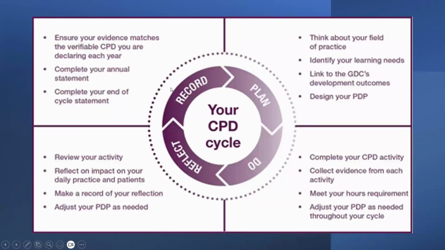Okay, so we're back to the little diagram. So now we're on do. So complete your CPD activity, do whichever courses, online, etc., that you need to do. Collect evidence for each activity. Basically, we're talking about certificates. You need to have something to show that you have completed this activity. Meet your hours requirement. That is 50 over the 5-year cycle, but you have to do 10 hours every 2 subsequent years. And then adjust your PDP as needed throughout your cycle. So as you work through the 5-year cycle, you might find that your needs change.